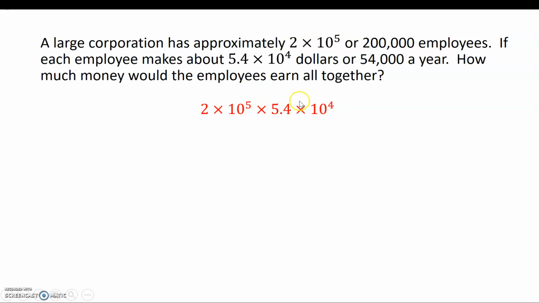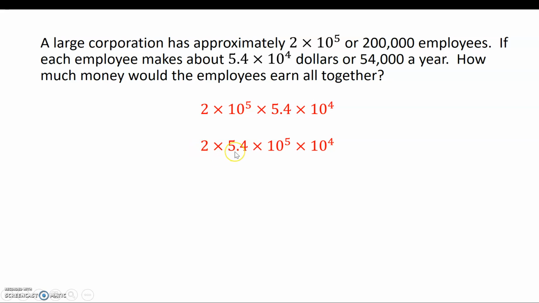So when you think about this problem then, 2 times 10 to the 5th times 5.4 times 10 to the 4th, if you want to try to attempt it on your own before we go through it together, you can, but I'm hoping you realize that the answer is going to be a pretty big amount of money. I really like going through it by rearranging it. And I know whenever I have multiplication, I'm allowed to rewrite the numbers in any order that I want. So I'm actually going to put the first factors together.